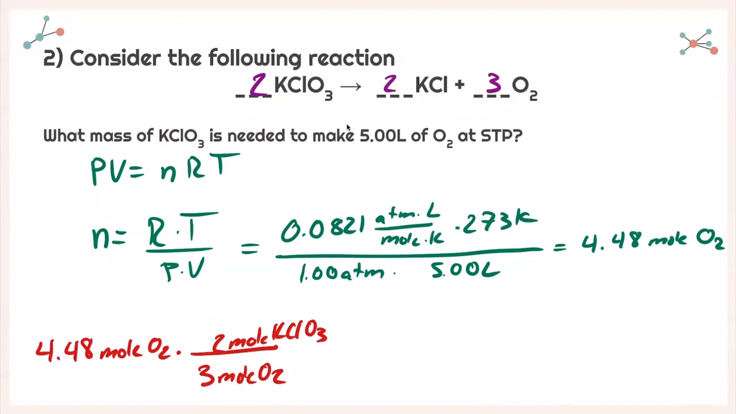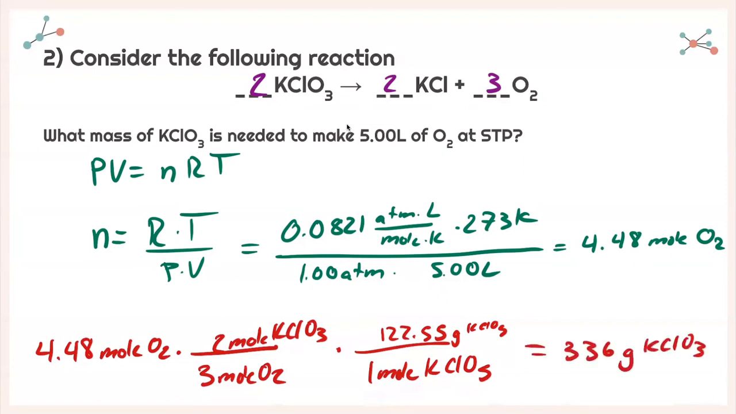Once I have moles of potassium chlorate, I can convert to grams of potassium chlorate using my molar mass. And it tells me that in 1 mole of potassium chlorate, it's going to have 122.55 grams of potassium chlorate. Plugging all of that into my calculator, I get 336 grams of potassium chlorate.